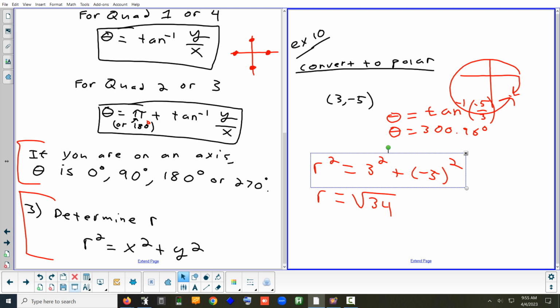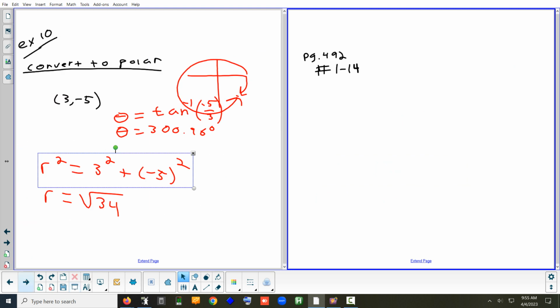Okay, I know we had to go a little quick through the last one. I think we did pretty good with everything else, but we'll spend some more time tomorrow and we can go over some more in writing from the homework. So the homework is on page 492, and it's 1 through 14. That's the homework for tonight.